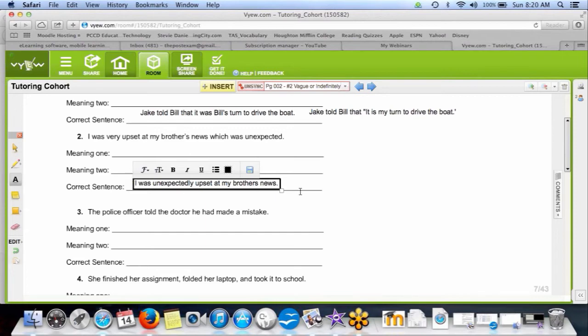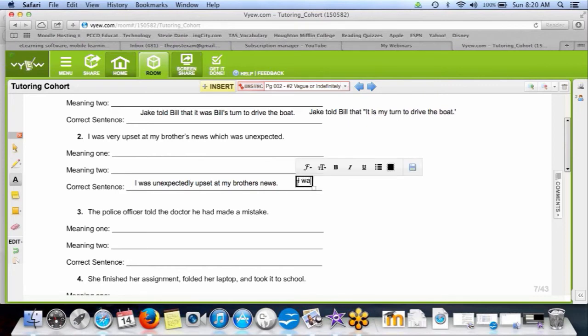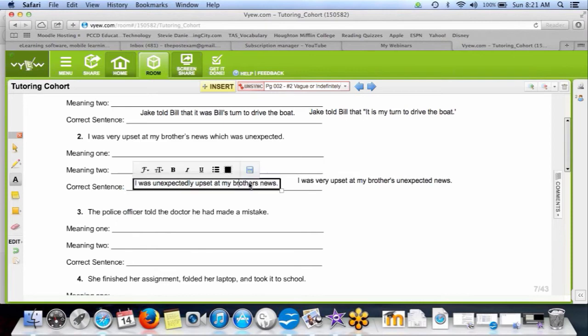Or let's say the news was unexpected. So let me put, I was very upset at my brother's unexpected news. Okay, so now it was the news that was unexpected. So let's say that your brother comes home one time and he said, you know what, bro, I'm really a girl. So that news is unexpected.